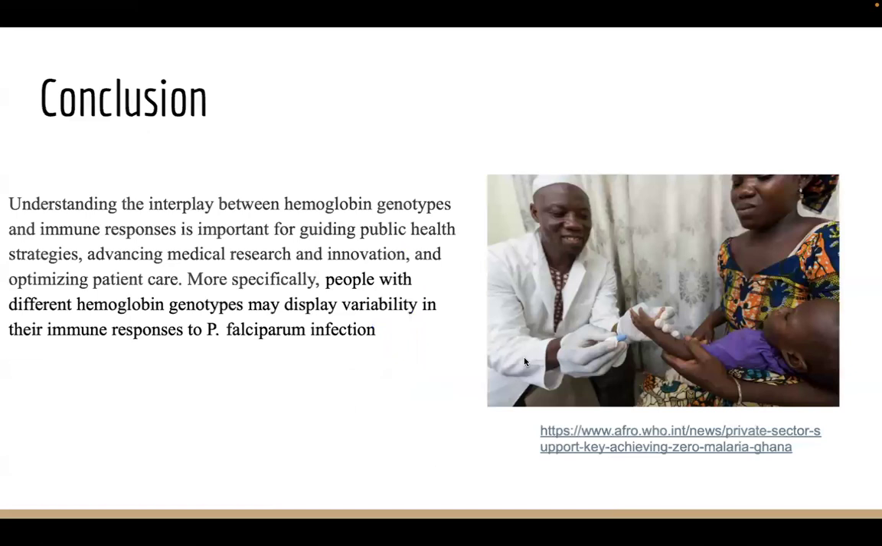So in conclusion, understanding the interplay between hemoglobin genotypes and immune responses is important for guiding public health strategies, advancing medical research and innovation, and optimizing patient care. More specifically, people with different hemoglobin genotypes may display variability in their immune responses to P. falciparum infection.